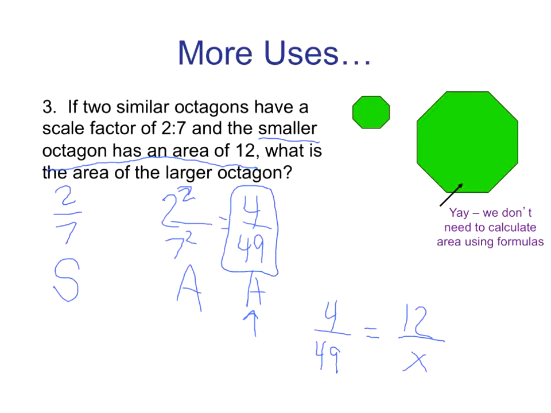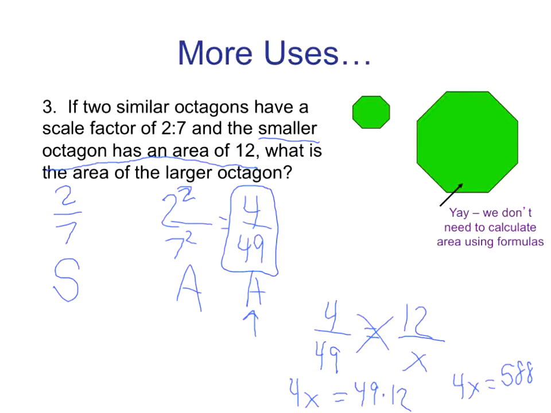When I have two proportions, how do I solve, you guys? I have to cross multiply. So let's do that really fast. 4x equals 49 times 12, which means 4x equals, and it's absolutely acceptable to use a calculator, 588. I'm doing it for you.